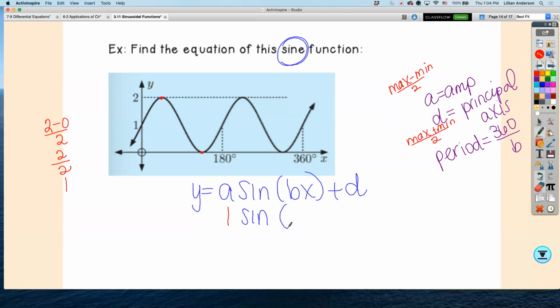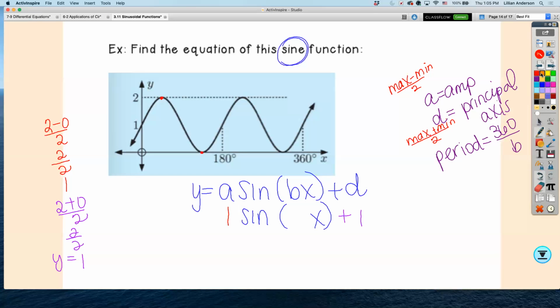Let's find our principal axis. Not 2. If I do the formula max plus min divided by 2, it's actually going to be 1, or y equals 1. So D is a plus 1. This marker will show the maximum height that those maxes are hitting to.